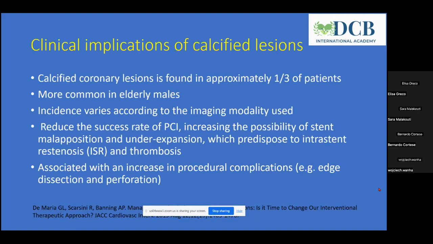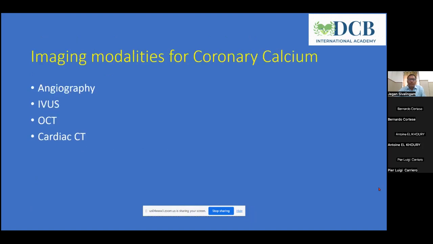Also, it is associated with acute procedural complications such as edge dissections and perforations. So, we have to appropriately modify, debulk the calcium before stent implantation to achieve optimal outcomes. How are we going to achieve this? The first and foremost thing in calcium management is proper and detailed evaluation of the calcium. There are various imaging modalities: plain angiography and other things such as intravascular ultrasound and OCT and cardiac CT.